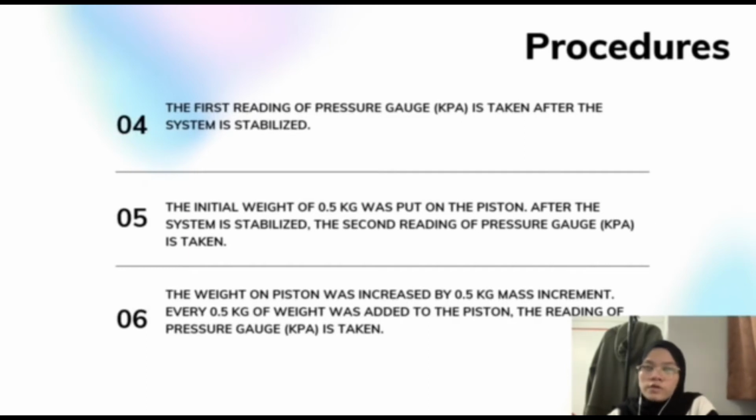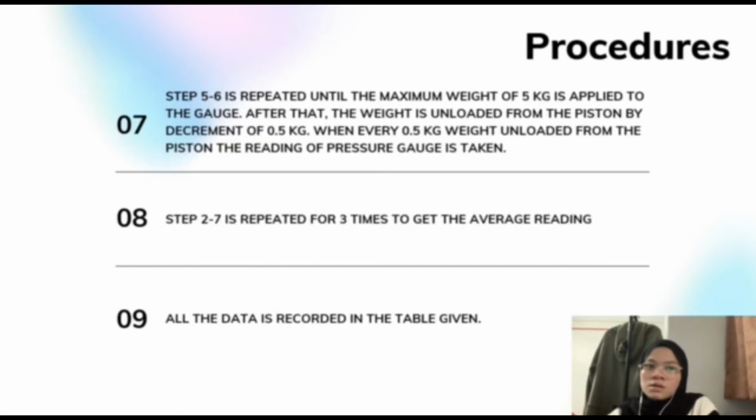Then the initial weight of 0.5 kg was put on the piston. After the system is stabilized, the second reading of pressure in kilopascal is taken. Then the weight on the piston was increased by 0.5 kg mass increment. Every 0.5 kg of weight was added to the piston weight, and the reading of pressure gauge in kilopascal is taken. Then step 5 to 6 is repeated until the maximum weight of 5 kg is applied to the gauge.